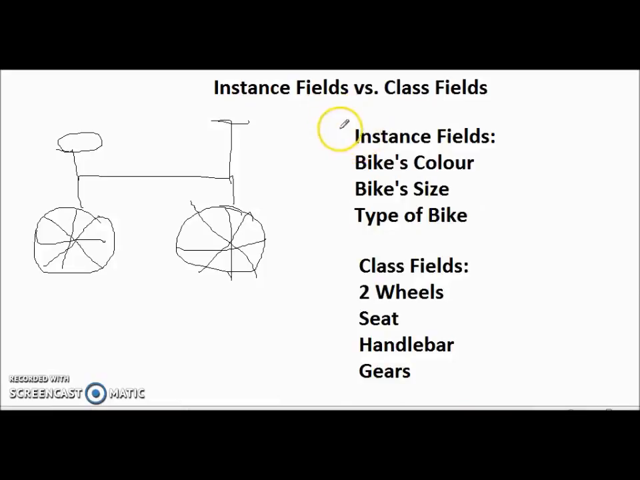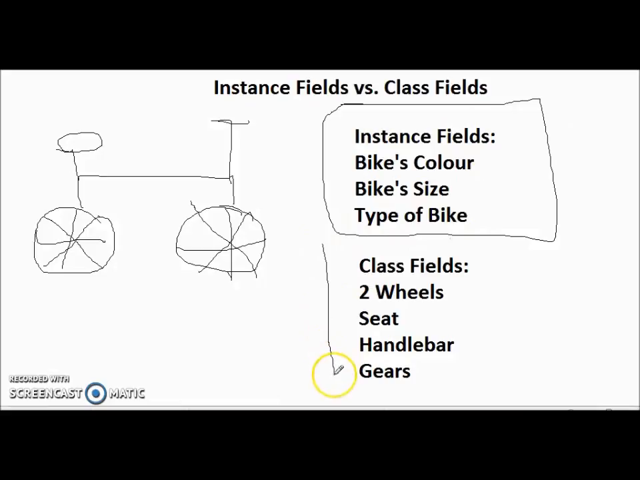While bicycles can be unique in these aspects, they could be a blue bike, a small blue bike, a small BMX blue bike, while it could also be a red, big mountain bike. And as you can see from that, instance fields are special, unique to each instance of an object, while class fields are relevant and they're the same for all kinds of objects.